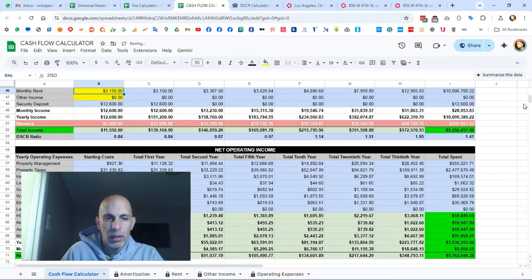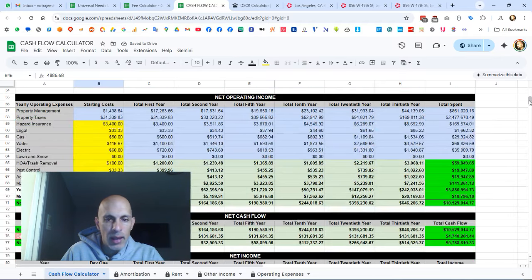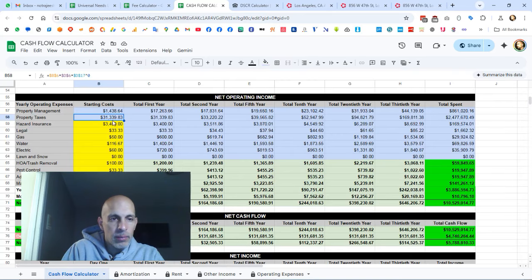No, that was right actually. Yeah, that was right. Property management is right. Property taxes is right. So now we got to update all the figures in yellow by using the ones from year 10.